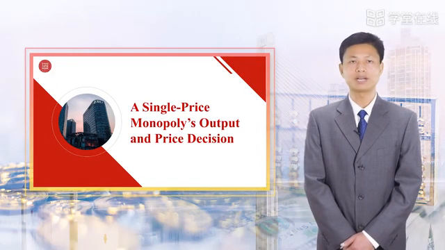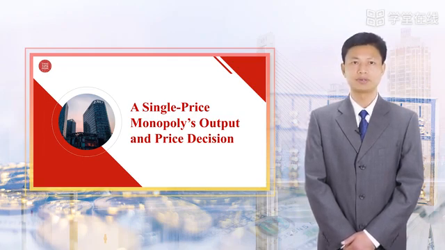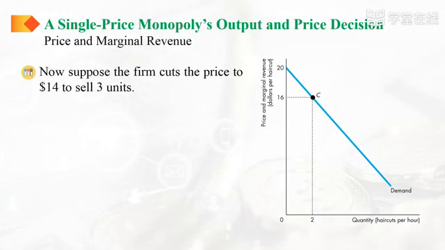To understand how a single-price monopoly makes its output and price decision, we must first study the link between price and marginal revenue. Because in a monopoly there is only one firm, the demand curve facing the firm is the market demand curve. Consider the barber shop, the sole provider of haircuts in the town. Figure 11.2 shows the market demand curve CD. At a price of $20, Bobby sells no haircuts. The lower the price, the more haircuts per hour she can sell.